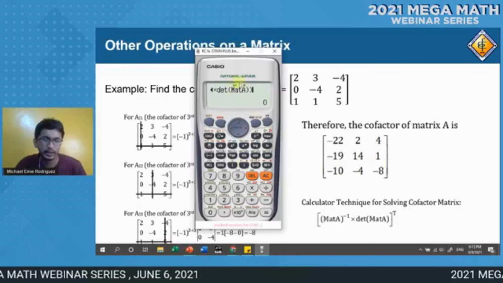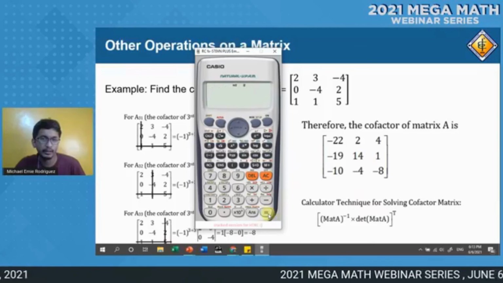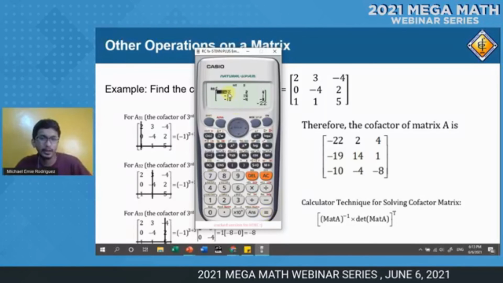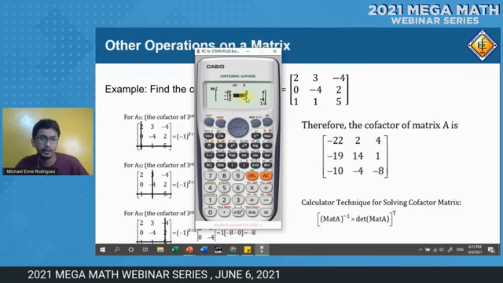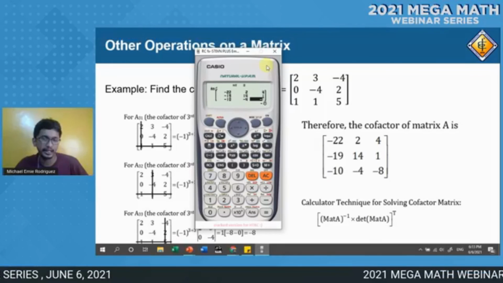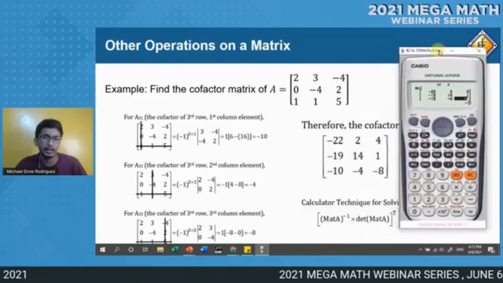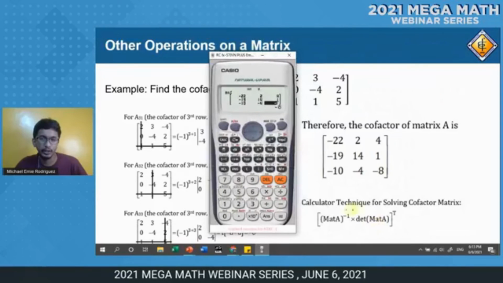So, pag na-input natin to, ito yung caltech natin. So, we can get, medyo matagal lang, ayan. So, we have negative 22, 2, 4, negative 19, 14, 1, negative 10, 4, negative 4, and negative 8. So, that is how you get the cofactor gamit yung calculator. So, tandaan nyo lang yung formula natin na to.